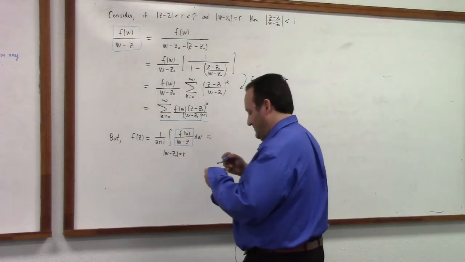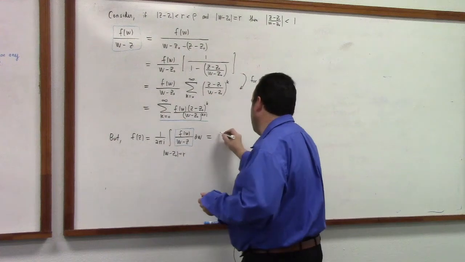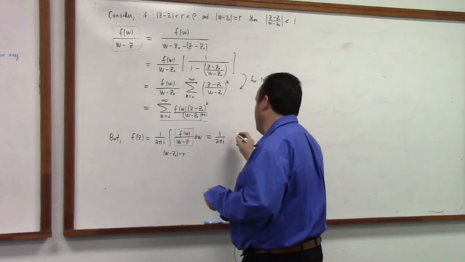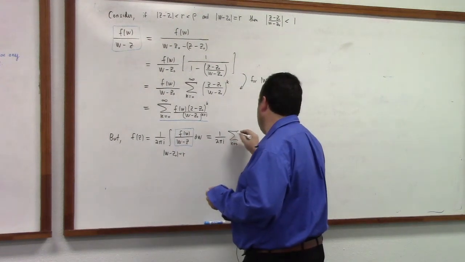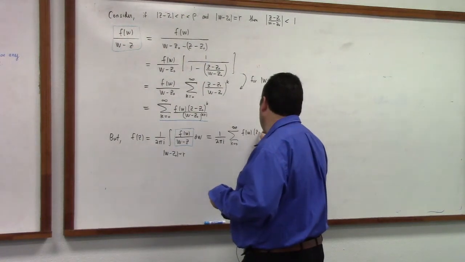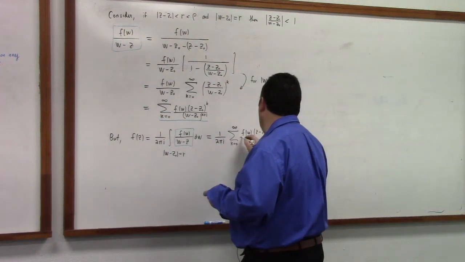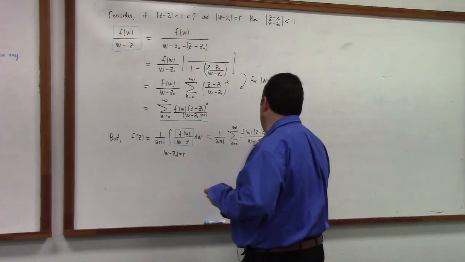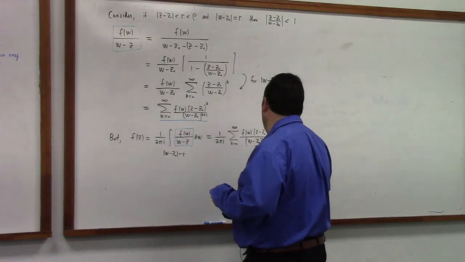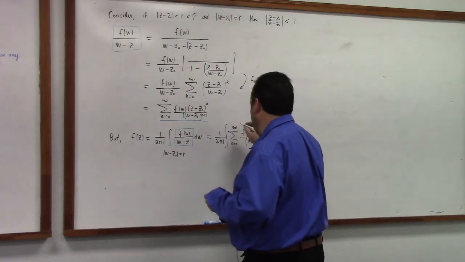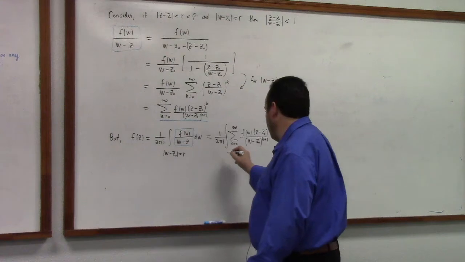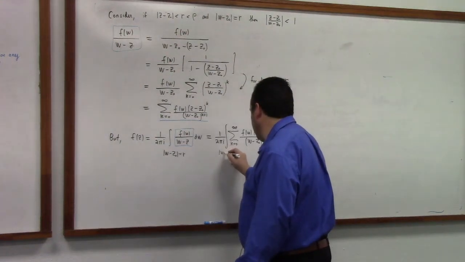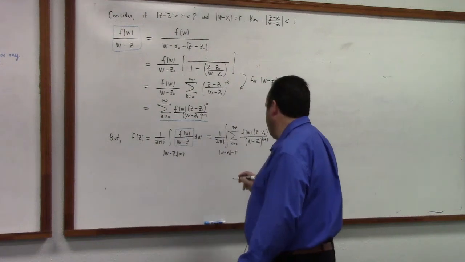And so we've got 1 over 2 pi i, summation k equals 0 to infinity, f of w times z minus z naught to the power k divided by w minus z naught to the k plus 1. And we're integrating with respect to dw over that circle of radius r centered at z naught, where the absolute value of w minus z naught equals r.